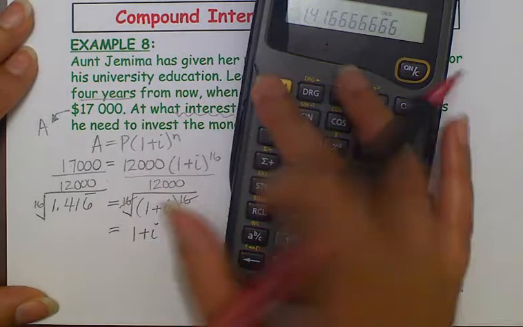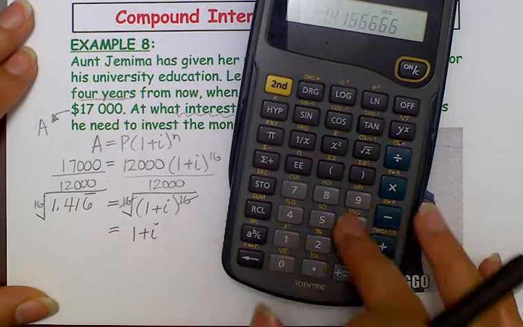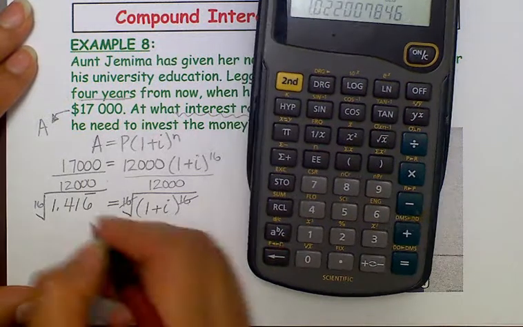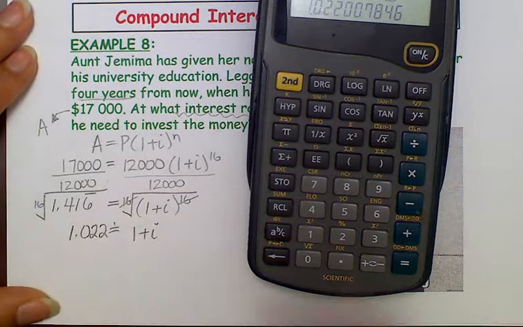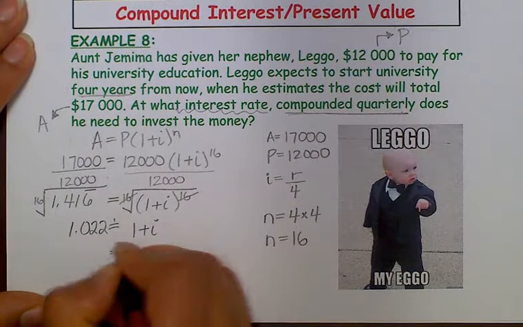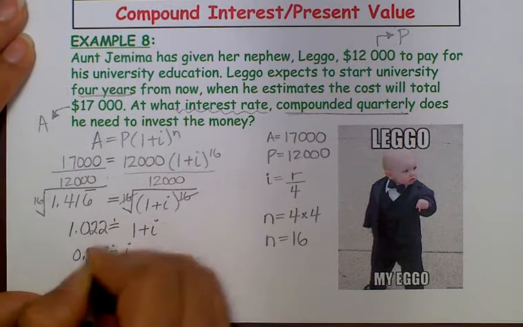And I'm going to look for the 16th root. And I get about 1.022 approximately. Now if I subtract 1 from both sides, I end up getting I is approximately 0.022. So that's the value of I.